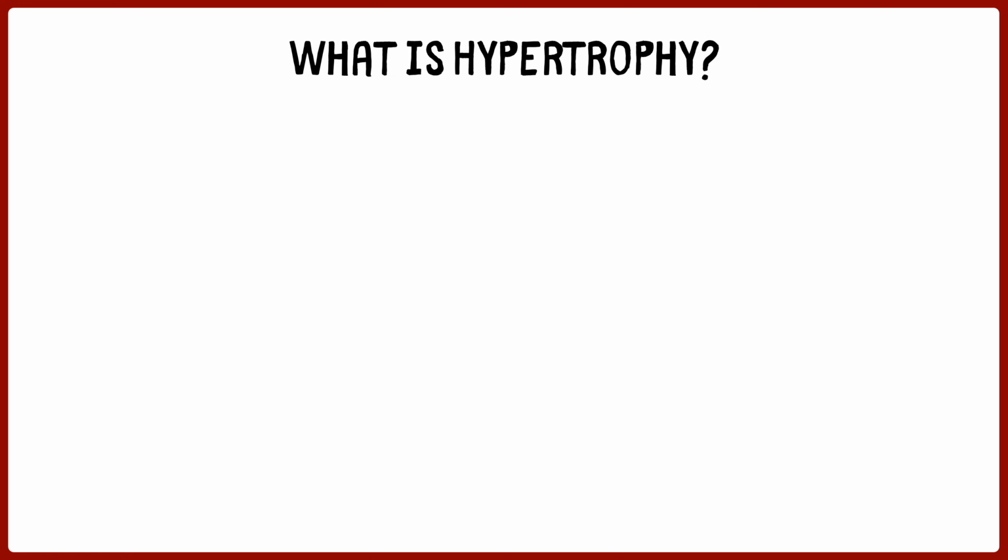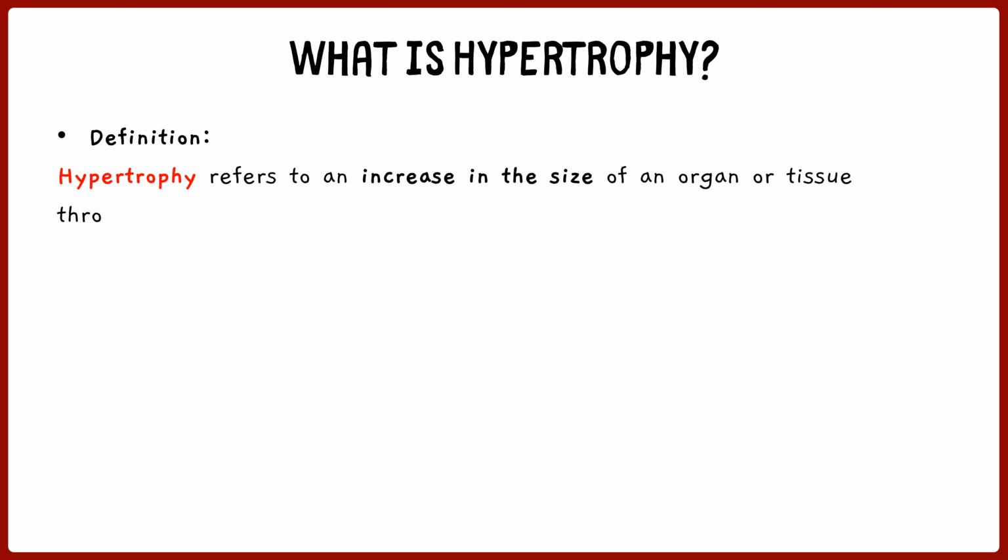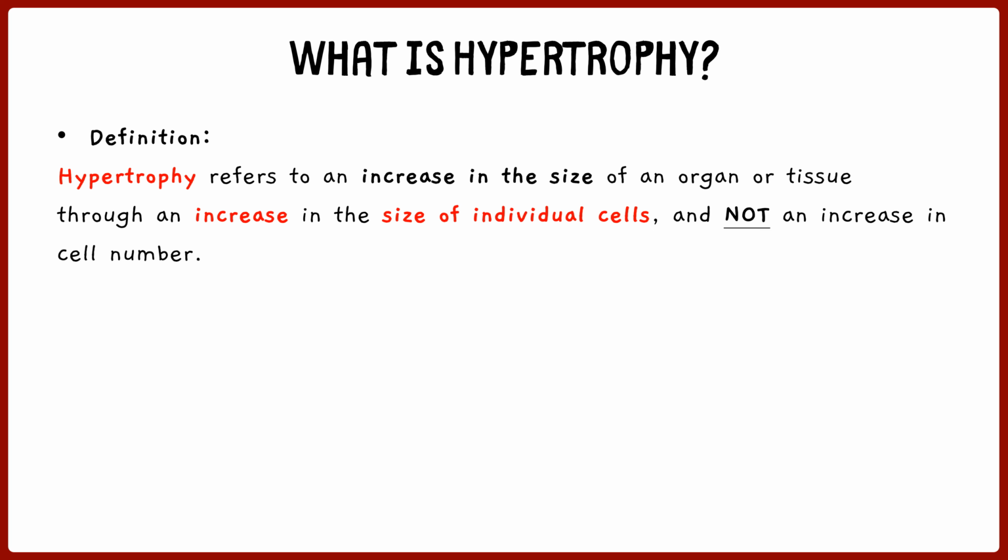So, what is hypertrophy? Hypertrophy is defined as an increase in the size of an organ or tissue through an increase in the size of the individual cells and not an increase in cell number. So, hypertrophy is when the size of the organ or the tissue increases. The individual cells get bigger, never the number of cells, because that would be hyperplasia, which is a different mechanism. This usually happens because the cells themselves undergo changes that increase protein synthesis.